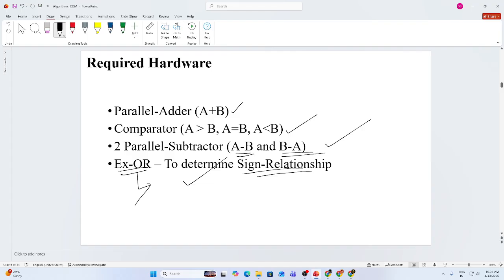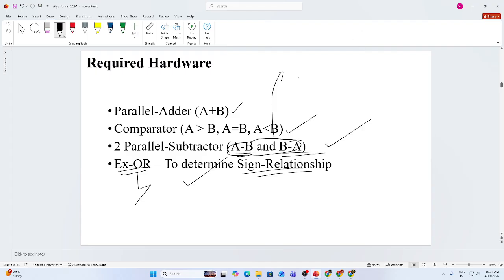But this is a tedious thing. I need to reduce the hardware. How can I reduce the hardware? You can avoid the two parallel subtractors for a minus b and b minus a. In this algorithm, first I need to compare and identify the larger number, and then I do a minus b or b minus a.